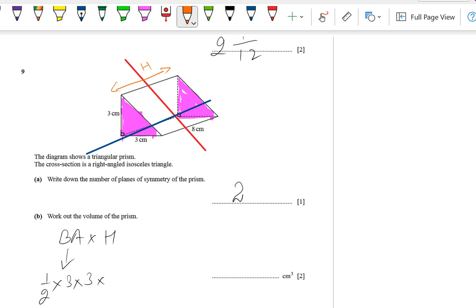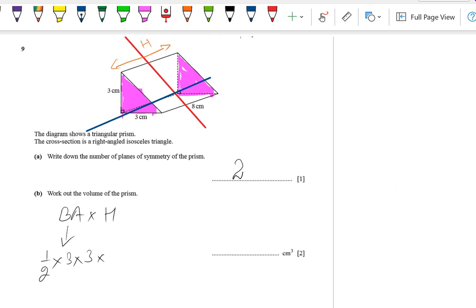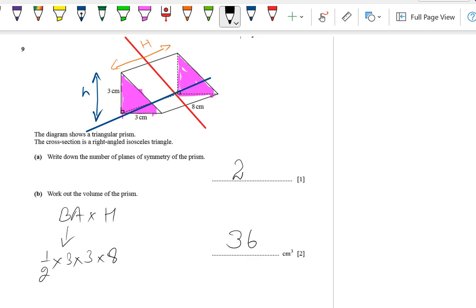In this calculation, this height doesn't mean that how much taller it is. Do not confuse yourself with the two heights. This height is actually the height of triangle, but the capital one is the height of prism, that is actually the perpendicular distance between the identical faces. So that is 8. 36 should be your answer.